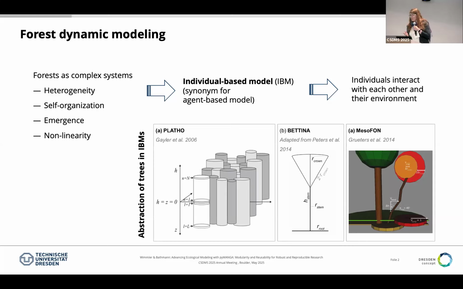I don't know if you are familiar with individual-based models, but as the name says, in this kind of model, individuals are described separately. They have their own characteristics and behavior. They can also interact with each other and their environment. This then leads to emergent patterns at the system level. There are many such individual-based models that simulate forest dynamics using trees as individuals. They differ, for example, in their level of detail and complexity, but also in how they abstract the individual plant.